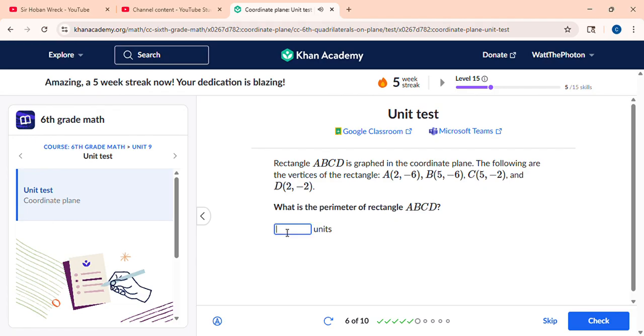What's the perimeter? So we have 2 to 5, which is a delta of 3. Then negative 6 to negative 4, that's a delta of 2. So 3 and 4... that's an area of 12, or a perimeter of 3 times 2, that's 6, plus 4 times 2, that's 8. So we have 6 plus 8, which is 14.